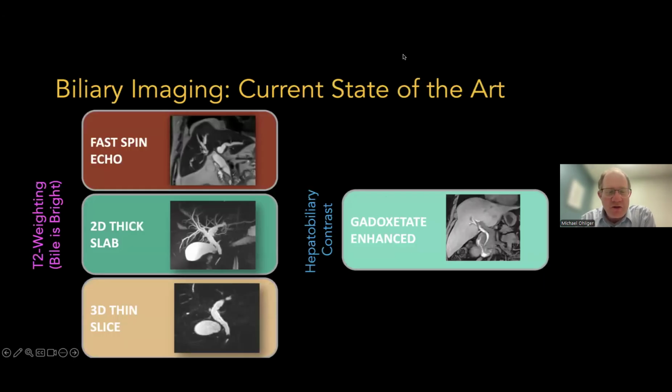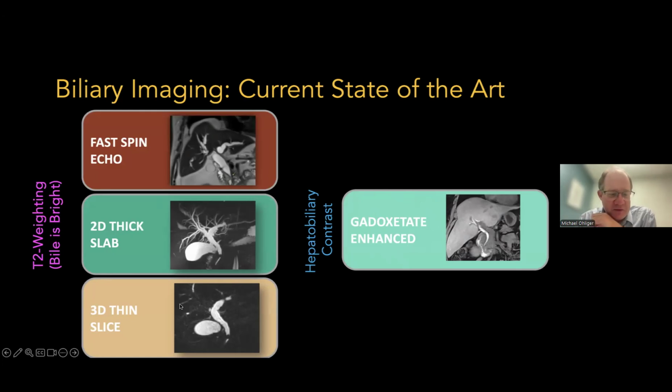So here we go. The rest of the talk is going to be basically examples, but I just wanted to take a little bit of time to go over different methods that we have of looking at the biliary tree. And with the exception of this one, which is Eovist, or gadoxetate is the generic name.